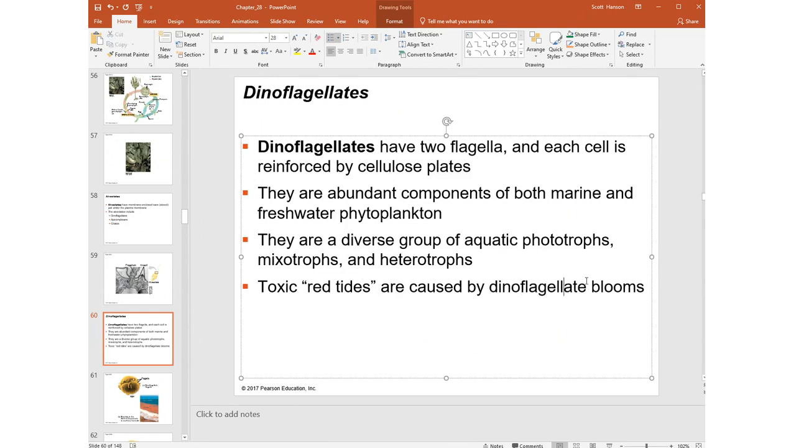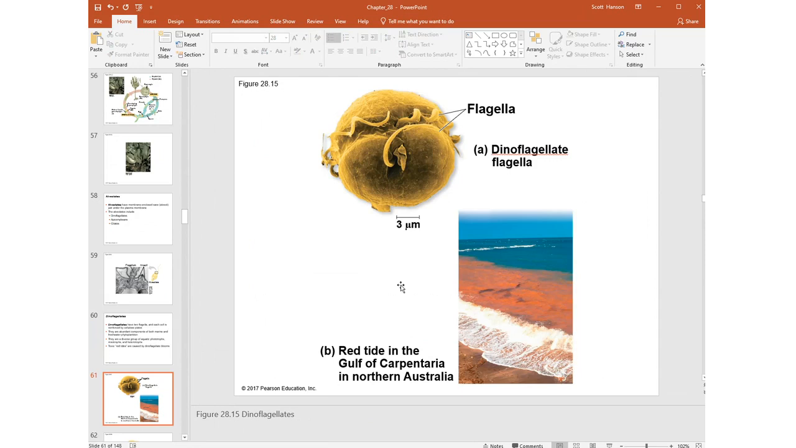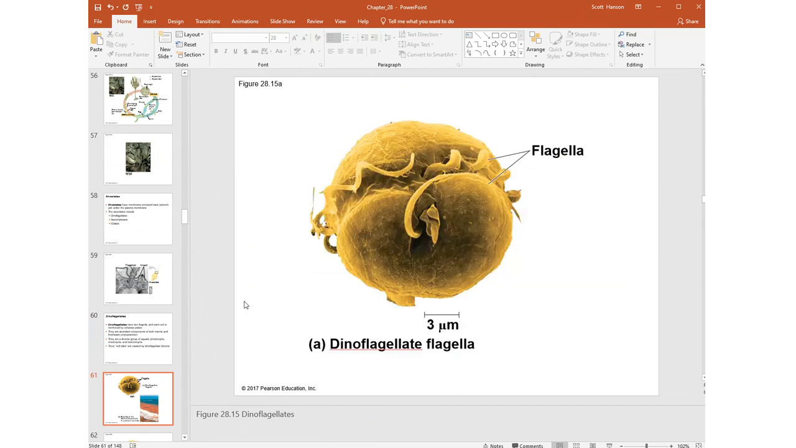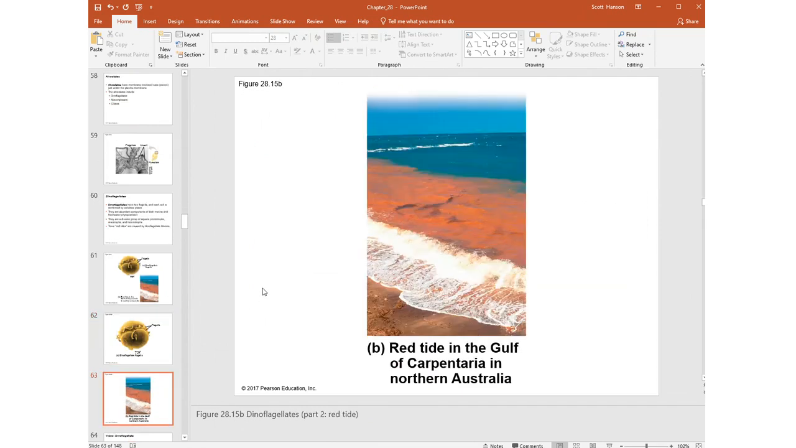And a dinoflagellate bloom, here's that word bloom again, just means an exponential increase in the population numbers. This little dinoflagellate looks kind of yellow in this photograph, but it's actually a reddish color, and it produces a red tide, for example, in the Gulf of Carpentaria near northern Australia. But red tides can be seen off the coast of the eastern United States, like the Carolinas or Florida. I think typically during the summer. Here's a good look at the red tide again.